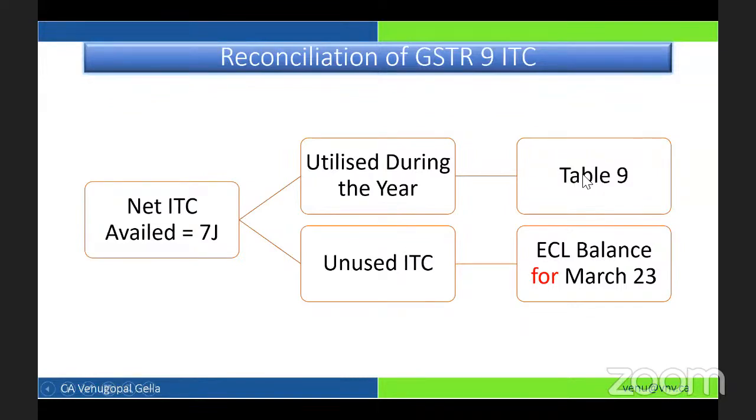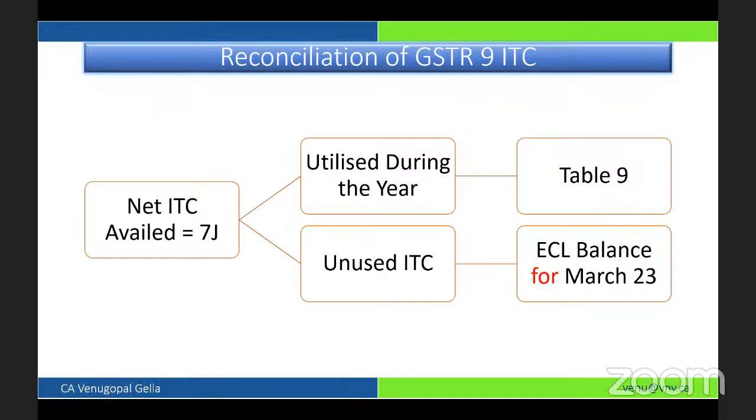In table 9 of GSTR-9, there is an auto population of tax payable based on the data we furnish in table 4. Over there, we write how much we have utilized through cash, how much we have utilized through ITC, and we do the adjustment. So that is how table 9 works.